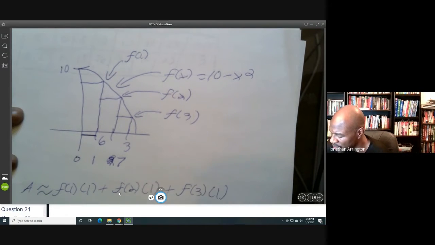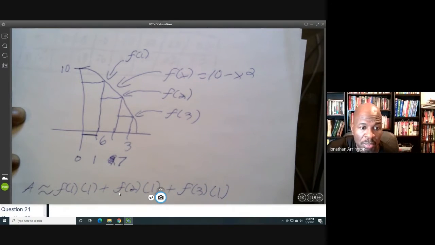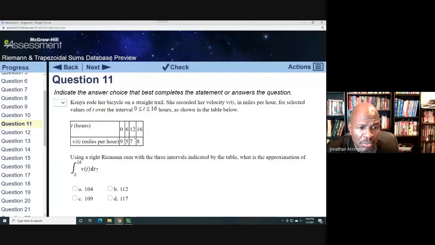And our height, again, we're still going to be evaluating the function, since we're doing a right Riemann sum, with the value of the function at the number in the subinterval to the right. So let's go back and look at the problem. t is my independent variable. So my first subinterval goes from 0 to 6. The width of that rectangle is 6, just the difference of these two numbers. And I'm going to evaluate the function at the number to the right. So I'm going to find v of 6, which of course is 5, and then I'm going to continue the process. So I'm going to go ahead and work it out on paper.